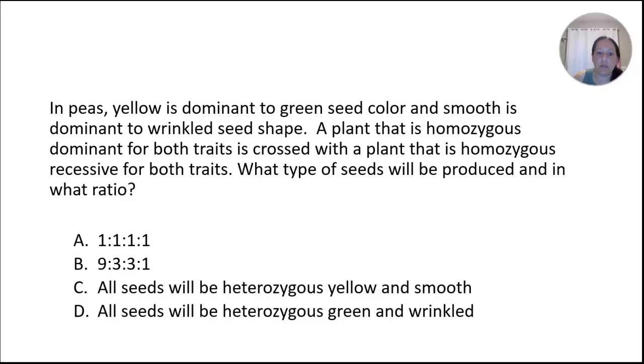It says what type of seeds will be produced in what ratio. So again, write that out. So what you should see is that all of the offspring will be big Y, little y, big S, little s, or we could say heterozygous for both genes. And they will be yellow and smooth. Correct? Yeah. And so C is the right answer. So all seeds will be heterozygous, and they will have the dominant phenotype for both genes. So yellow and smooth.